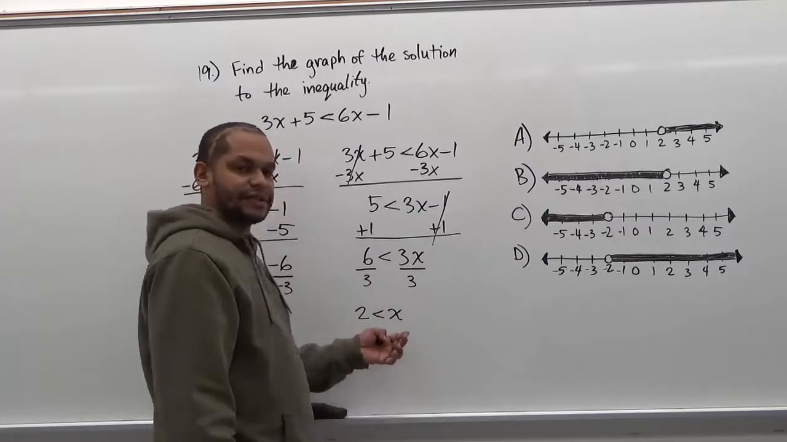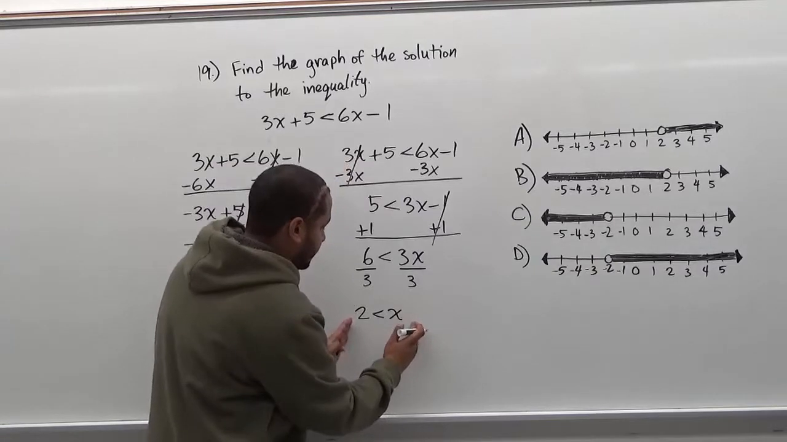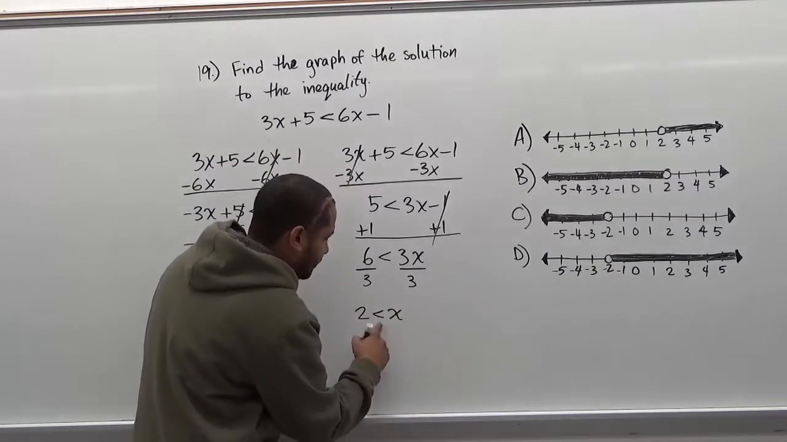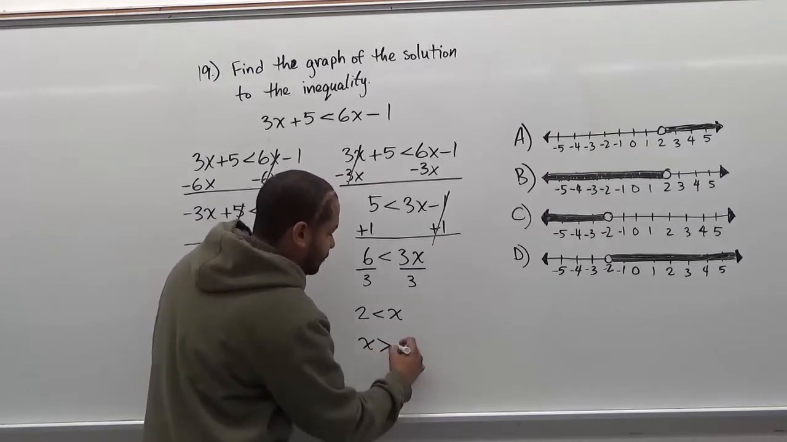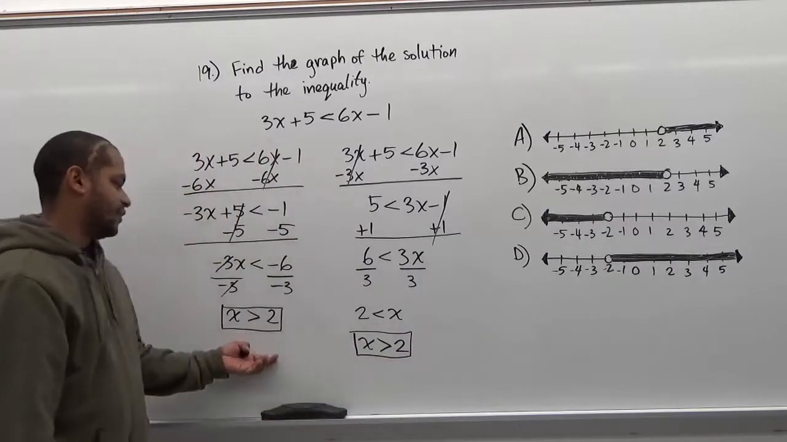Now when you get to this stage in your solution, what you want to do is perfectly mirror what you see. If we flip this and turn it over, we're going to get x. If we look at the arrow, it's pointing away from the x. So the arrow's pointing away from the x, and here we have the value of 2, which is the same as what we got before.